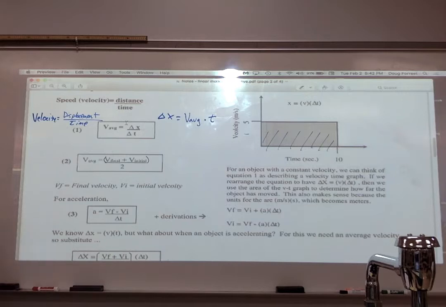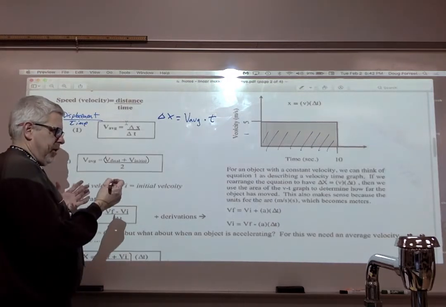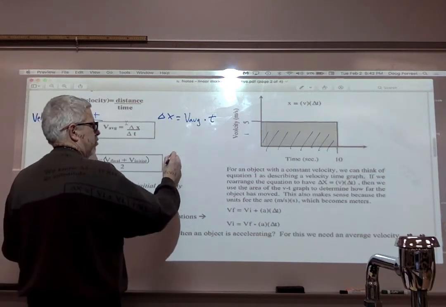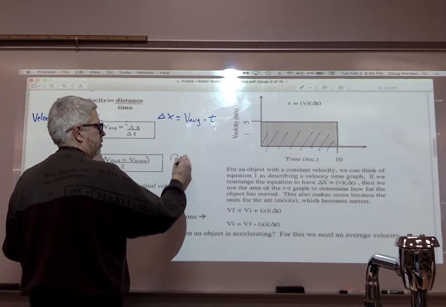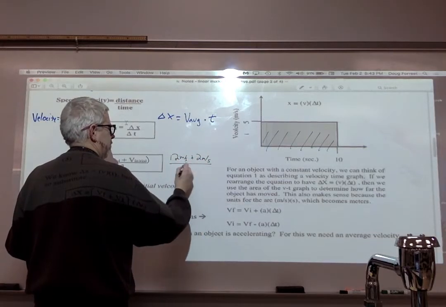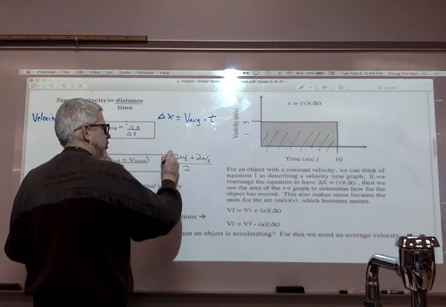So let's say, for example, I have an object that starts at 2 meters per second and ends at 12 meters per second. And I want to find the average velocity. It should be halfway between those, right? So that kind of makes sense. So I would have 12 meters per second as my final, plus 2 meters per second as my initial, divided by 2. But if you don't put this in parentheses, that is a weird 2.